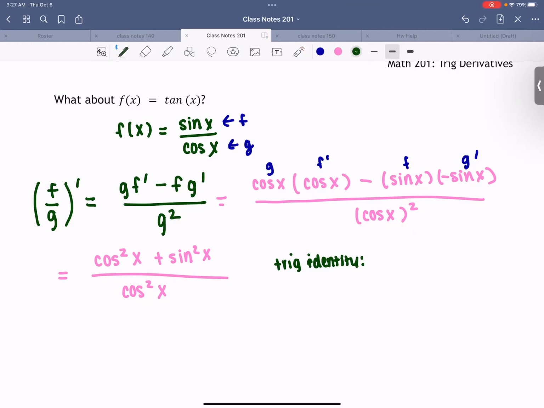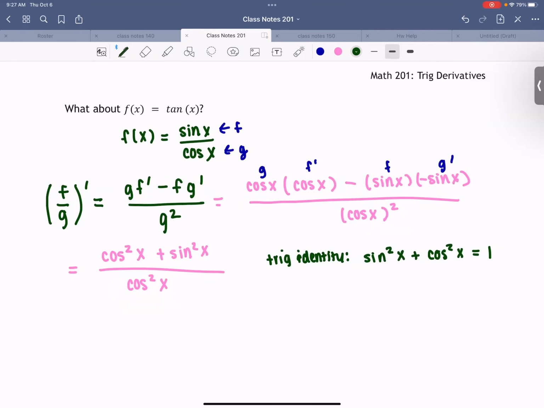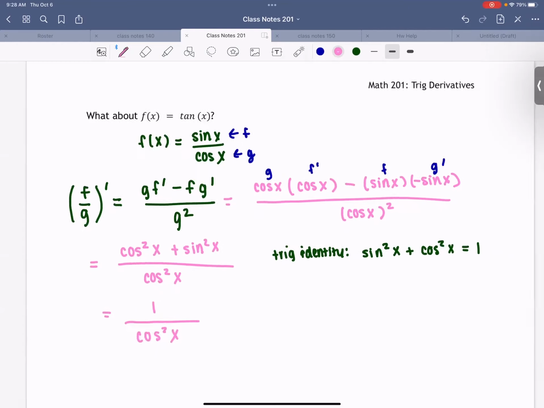Okay, so let me just remind you of a trig identity that you might have learned a while ago. The one that says sine squared of x plus cosine squared of x equals 1, right? Okay, so literally everything up top turns into 1. And the bottom is still cosine squared x.